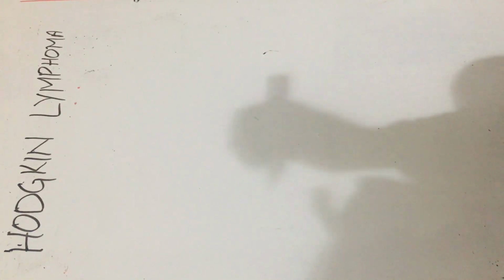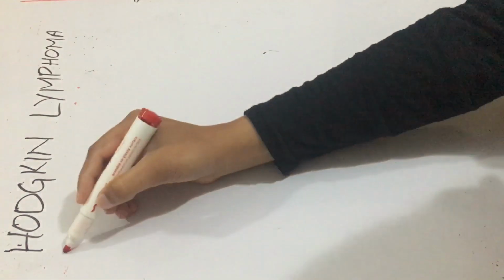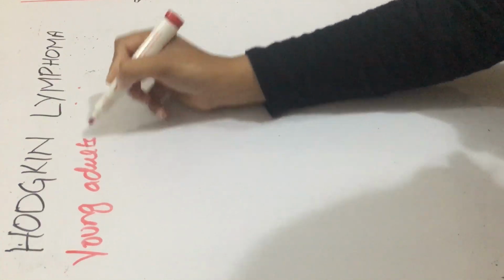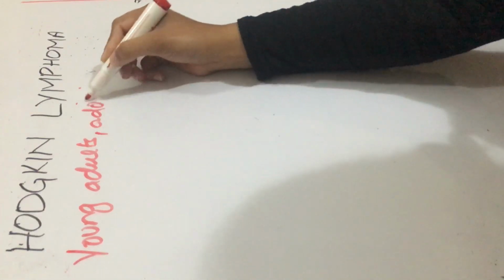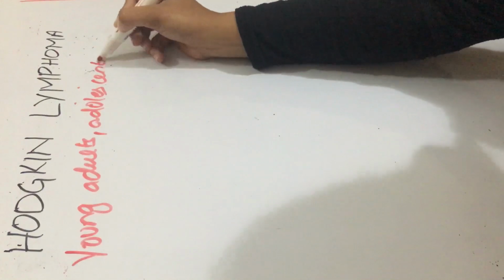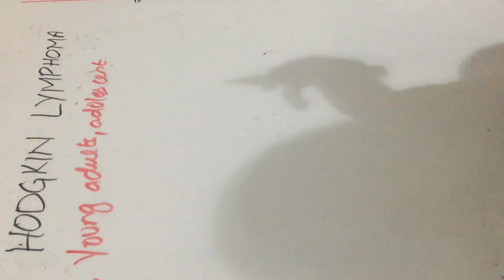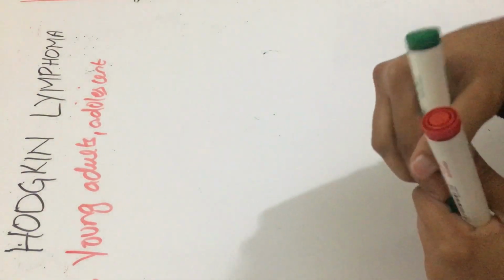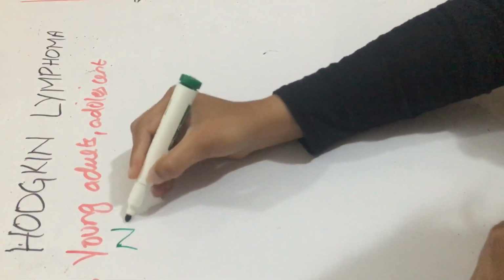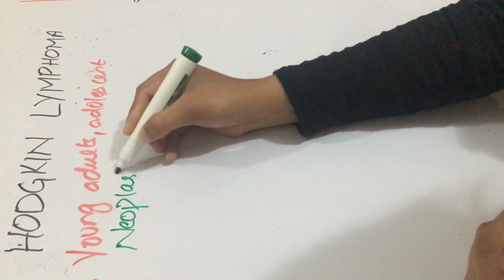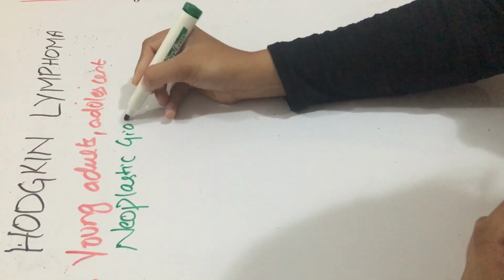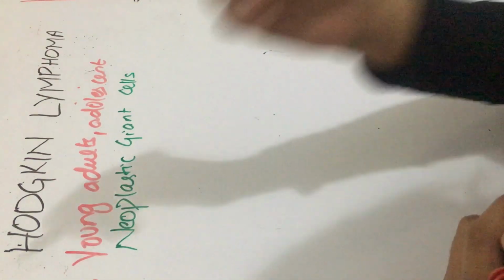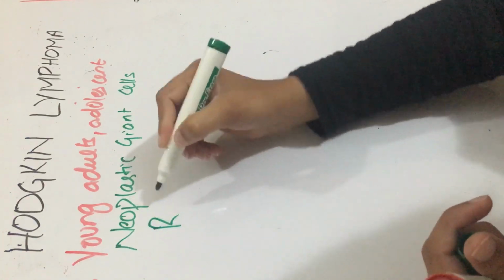Hodgkin lymphoma is the most common carcinoma of young adults and adolescents. It is characterized by the presence of neoplastic giant cells, and these neoplastic giant cells are called the Reed-Sternberg cells. It is the characteristic malignant cell of Hodgkin lymphoma.